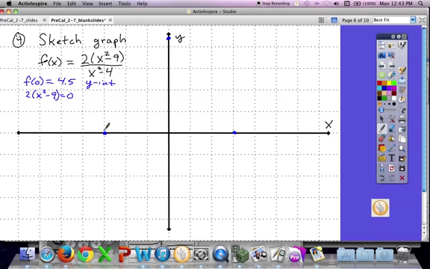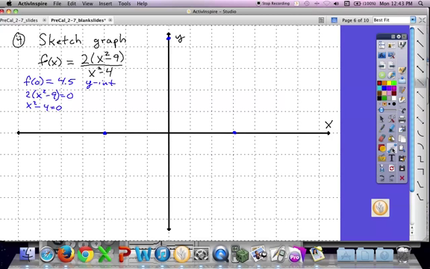Okay, vertical asymptotes would be the zeros of the denominator. Okay, x squared minus 4, what are the zeros? 2 and negative 2, right? Again, the zeros of the denominator, x squared minus 4 equals 0. That's x plus 2 times x minus 2. So that's here and here. So let me draw a vertical asymptote.